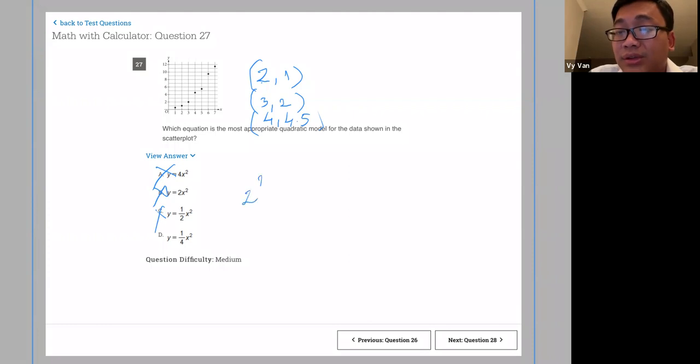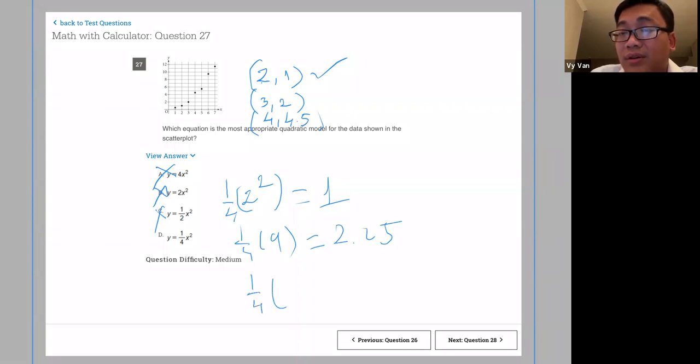So it's 1/4 of 2 squared. This is 1, so it worked for this point. 3 squared is 9, so 1/4 of 9 is about 2.25. And then 1/4 of 4 squared, which is 16, divided by 4 is 4. So this one is closest to all the points. Therefore, this is correct. That's the best way to do this, guys.